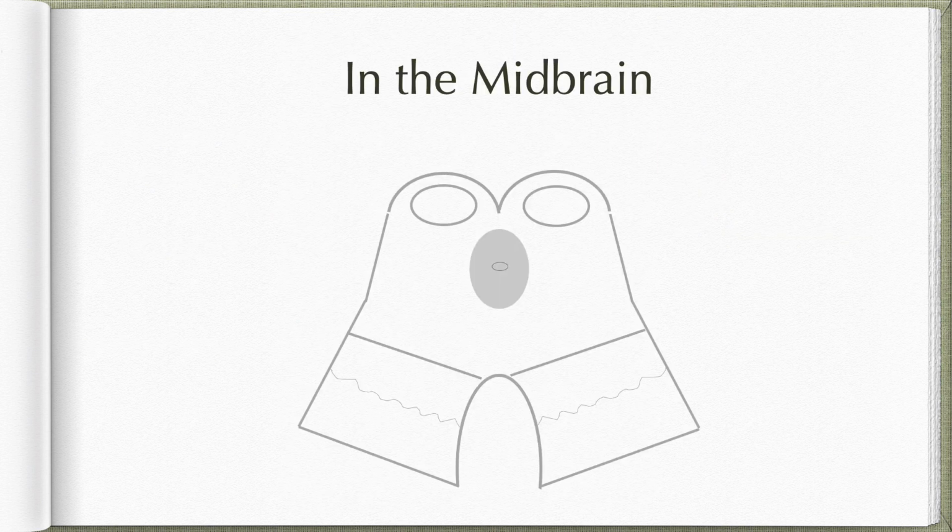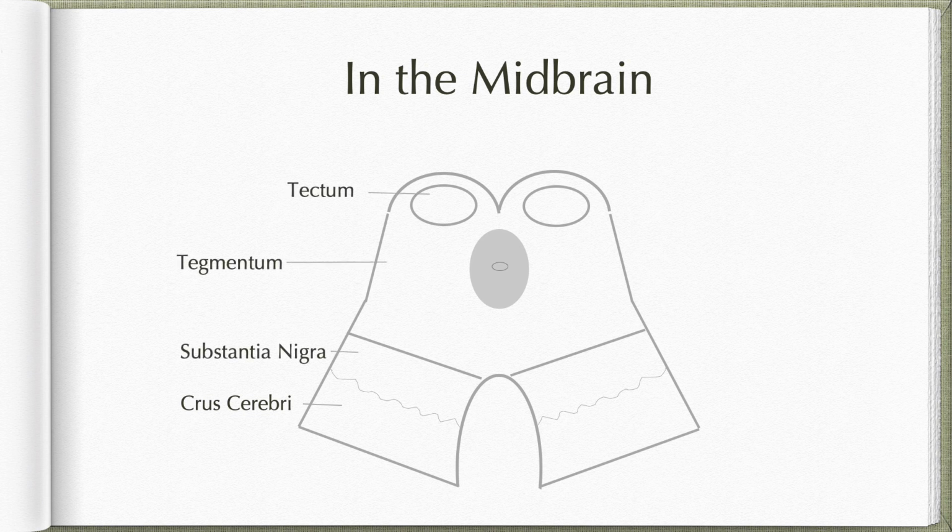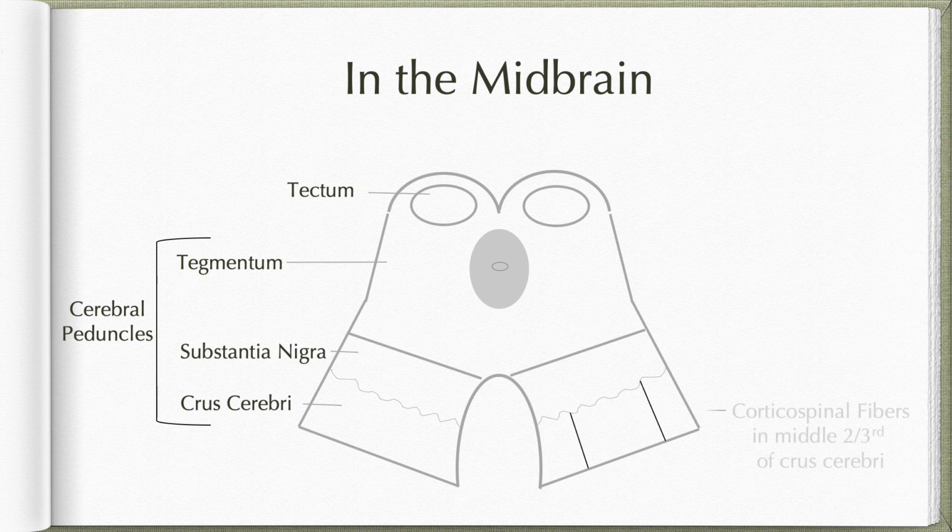Now coming to the midbrain. The midbrain is made up of crus cerebri, substantia nigra, tegmentum, and tectum anteroposteriorly. The crus cerebri, substantia nigra, and tegmentum form the cerebral peduncles. The corticospinal tracts are located in the middle 2/3 of the crus cerebri, with an arrangement of cervical fibers medially and sacral fibers laterally.